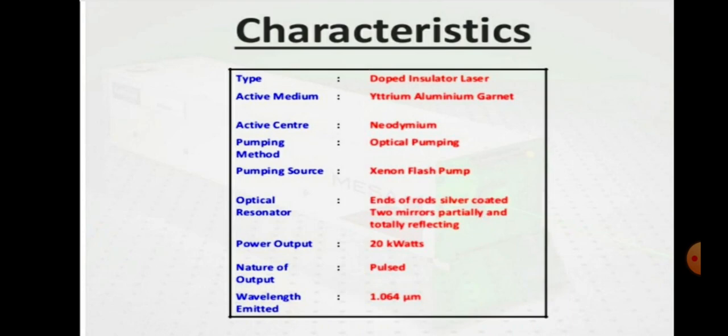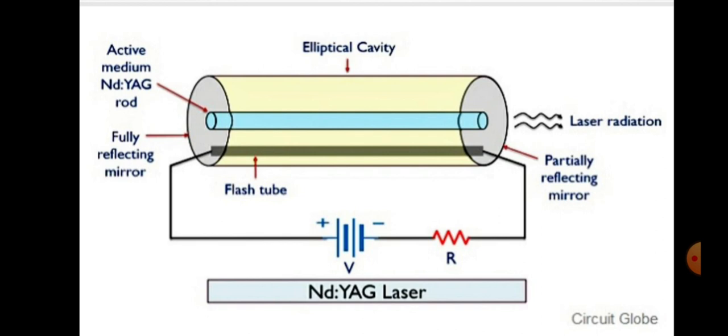This laser has basic components of an active medium, a fully reflecting mirror and a partially reflecting mirror. The lower energy state electrons of the neodymium ions are excited to a higher energy state to provide lasing action in the active medium. The parts are: the cavity, the active medium in the Nd:YAG rod, the fully reflecting mirror, the flash tube and the partially reflecting mirror.